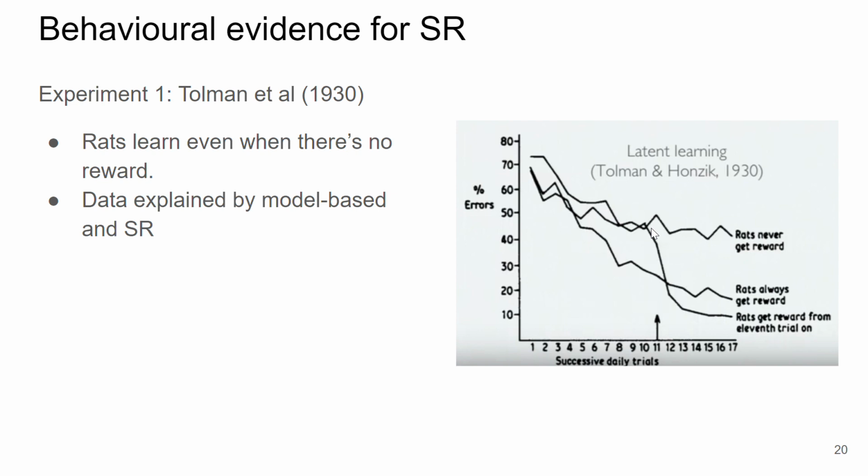And because of that, we can say that the rat is not using just a model-based method, because model-based methods cannot learn if you don't have a reward. So this is a reason to believe that it's either doing model-based or successor representation.